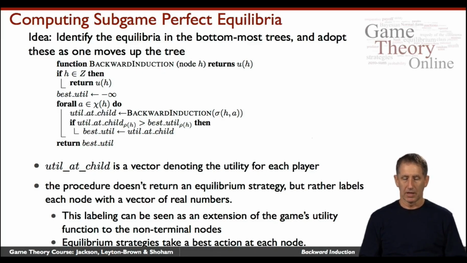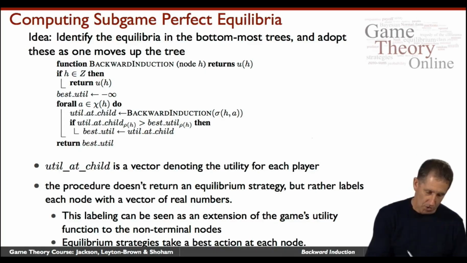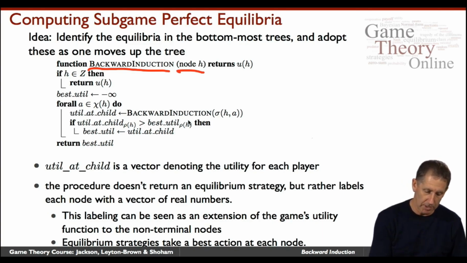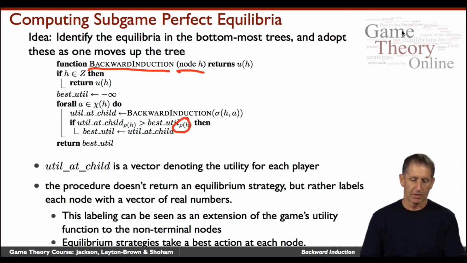Now let's see how it's done formally. The procedure is called backward induction, and it takes one argument, a node in a tree, any node. Could be the root, could be a leaf, or anything in between. And of course, every node has some player associated with it. And just anticipate what we'll encounter shortly. Rho of h will be the player associated with that node h.